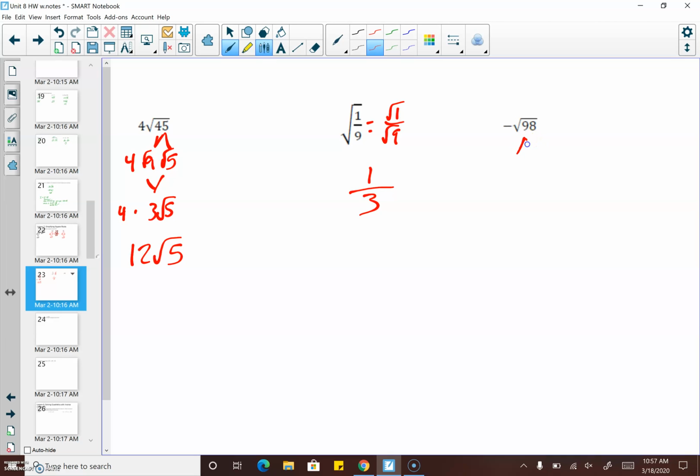Same thing over here, except the negative sign is just going to be useless to us until the end. So 98 splits into 49 and 2, which comes back together to give us 7 radical 2. And we're basically just going to keep that negative coming down in front until the end, and then it has to just go in front of our final answer.